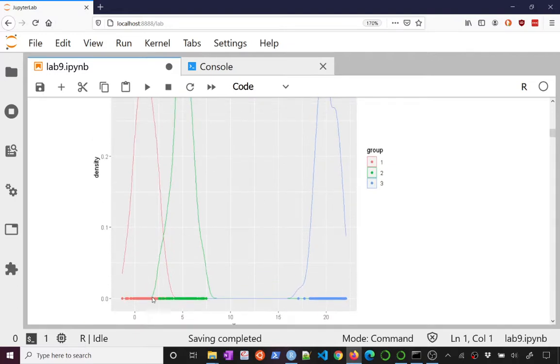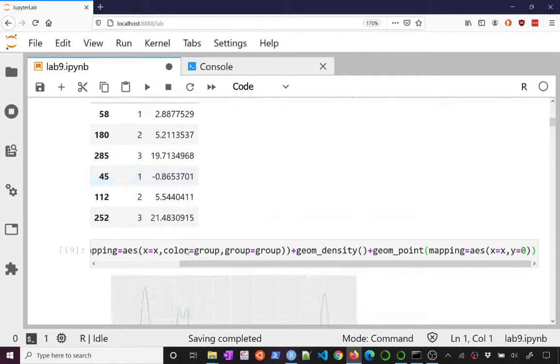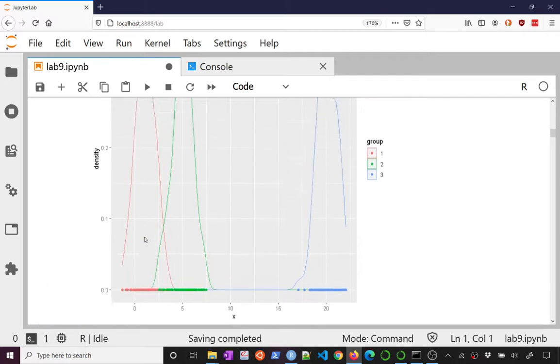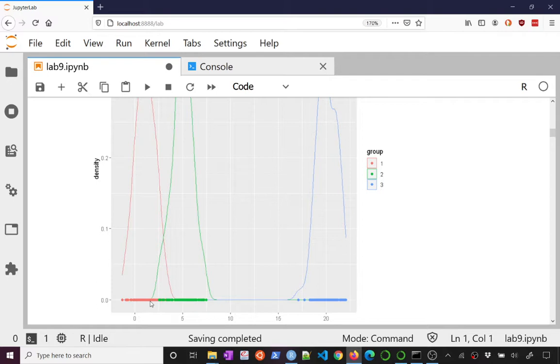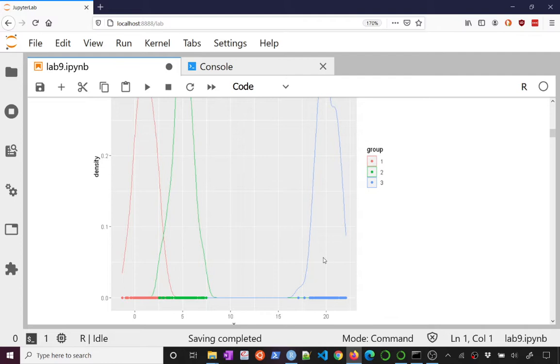On the x-axis, this is one-dimensional, right? If we go back to our data, we just have a single x, so p is 1. The points on the x-axis correspond to my training points. My group 1, which is the red, has a mean of 1, so its points tend to cluster over here. Group 2 with a mean of 5 tends to cluster around 5. Group 3 with a mean of 20 tends to cluster around 20 here. And we have density plots: the y-axis is the density of the 3 groups, just some estimate of the density. You can see they kind of separate. Groups 1 and 2 are close together, but 3 is a little farther away.